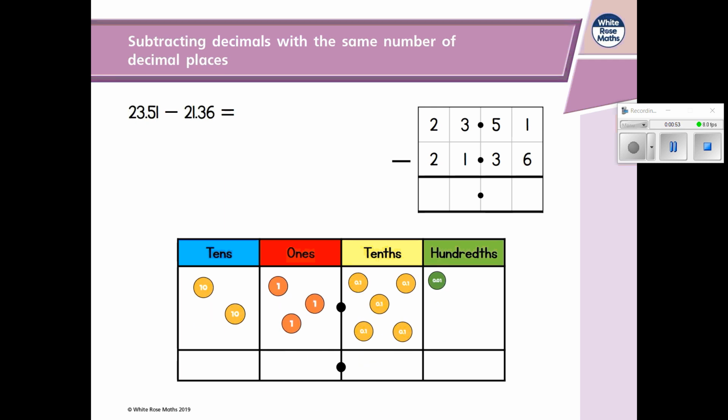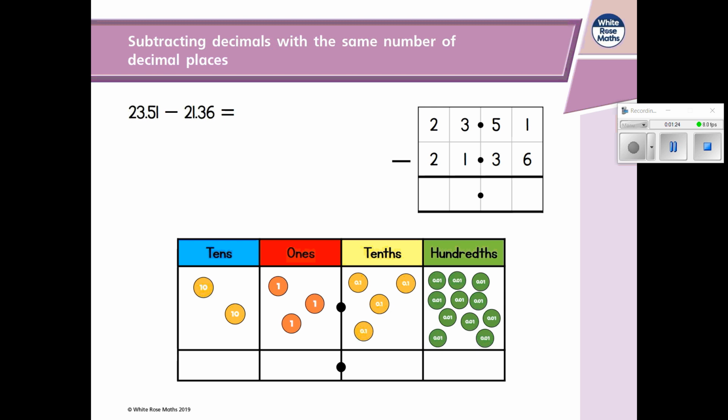We need to subtract 6 hundredths from 1 hundredth. And using the counters, at the moment this can't be done. So what do we need to do? We need to perform an exchange. We can exchange 1/10 for 10 hundredths, because we know that 1/10 is equal to 10 hundredths. You can see on the place value grid that we have 4/10 and 11 hundredths.